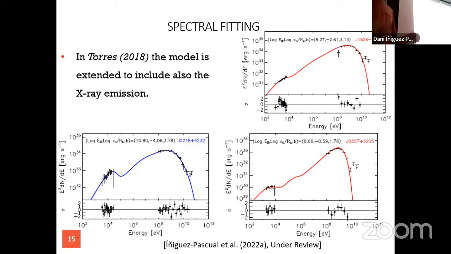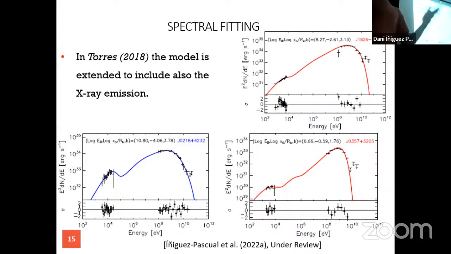Then again, in 2019, a spectral fitting was done of the pulsars possessing both gamma ray and X-ray data. And this spectral fitting has been repeated now this year with the same results and a slight improvement. In this fitting, the majority of the pulsars were reproduced by our model. These are some examples. Both bands are reproduced quite well by our spectra.